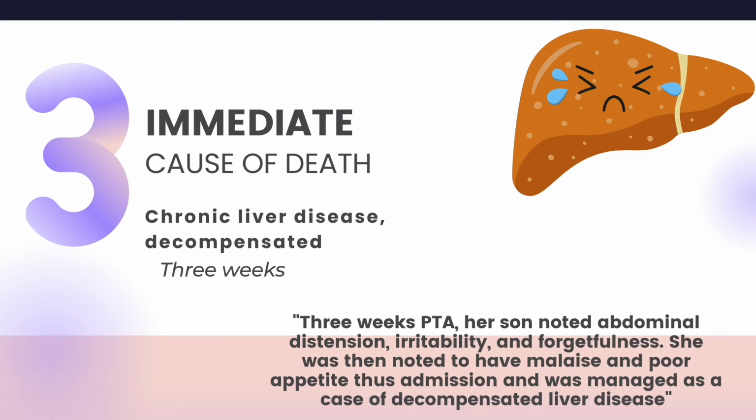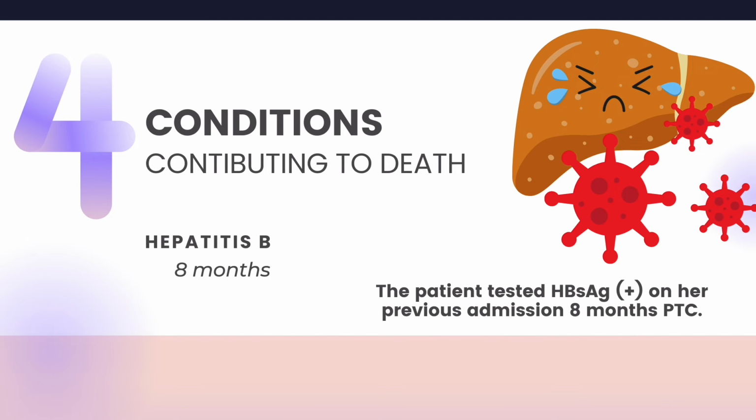The immediate cause of death is chronic liver disease decompensated. 3 weeks prior to admission, her son noted abdominal distension, irritability, and forgetfulness. She was then noted to have malaise and poor appetite, thus admission, and was managed as a case of decompensated liver disease. Conditions contributing to death include the hepatitis B. The patient tested HBs antigen positive on her previous admission 8 months prior to consultation.